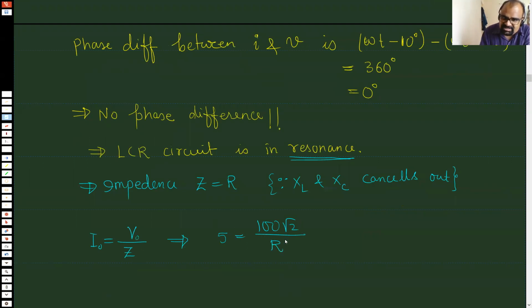Even though it is impedance, it is R. So from here we get resistance as V naught divided by I naught. So you get 20 √2 ohm. This is the resistance answer.